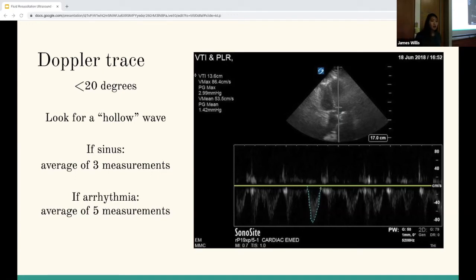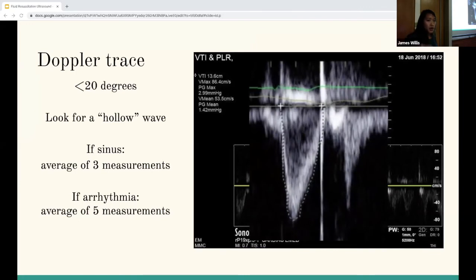You're looking for the best points for a hollow wave, which shows up here. So if you see that there's this white tracing on the outside and a little bit of dark on the inside, that's what we call a hollow wave. I like to think about it as like a stalactite in a cave.